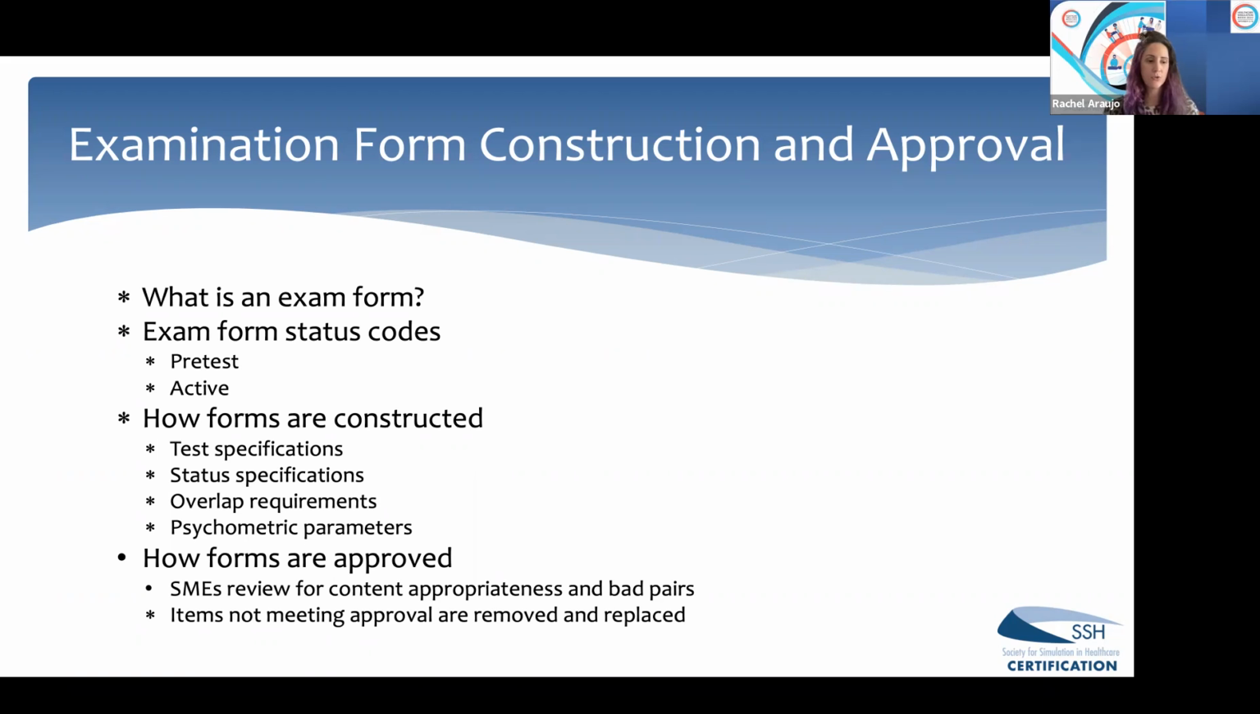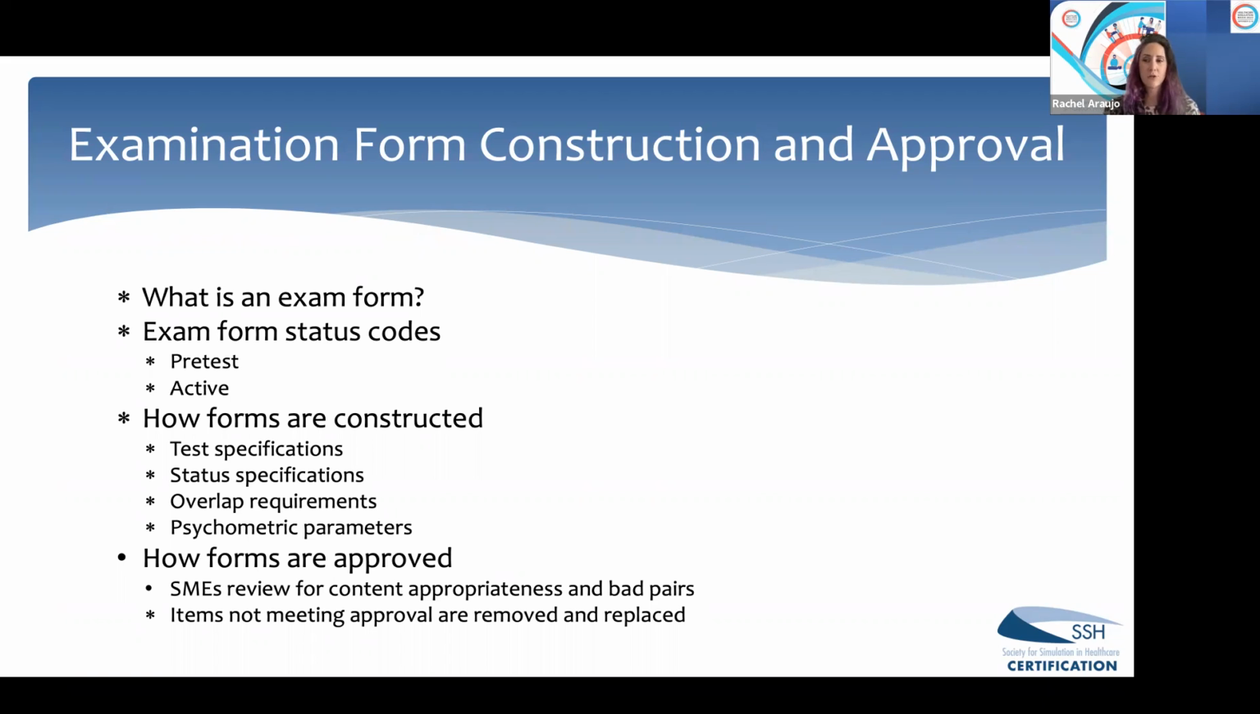So in order to equate or determine the cut score for each form of the exam, we need to make sure we have some carryover from the previous form. So all examination forms have between 30 and 40% overlap between the exam. So 30 to 40% of the items from the previous form will be used on the new one.